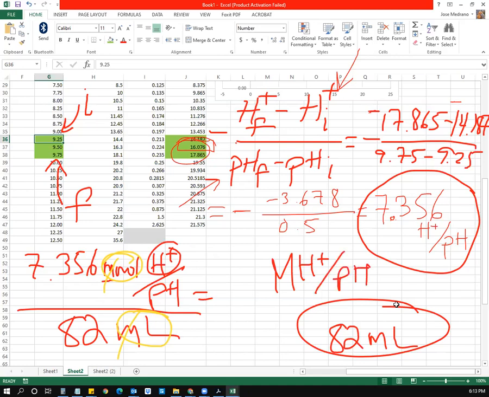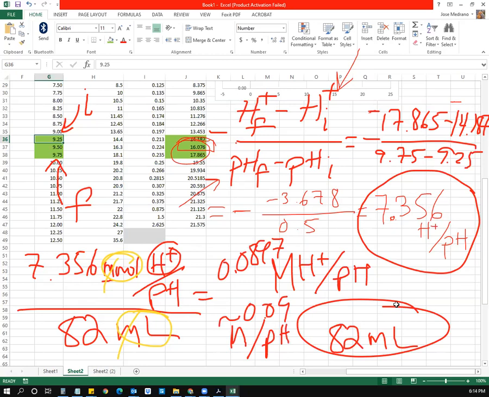And then 7.356 divided by 82 mils gives me 0.0897, approximately 0.09 moles of the titrant per pH. This answer that I end up getting says the exact same thing as buffer capacity.